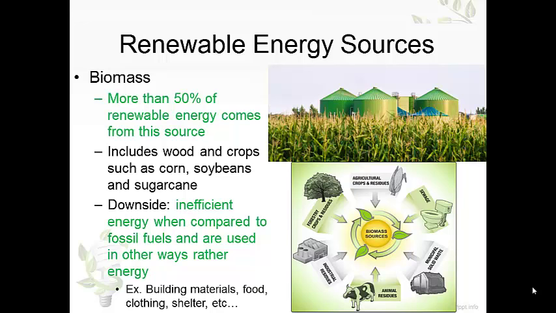Now, the downside about using biomass is that it's inefficient energy when compared to fossil fuels. And, well, we use these things in other ways. For example, wood we use for building materials, for coins, soybean and sugar we use for food. Other items we use for clothing, shelter, etc.